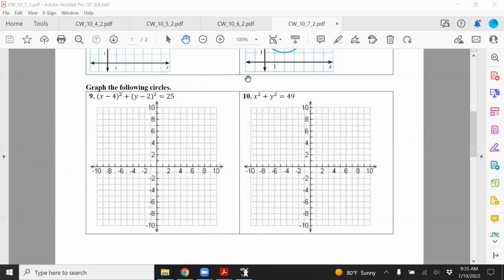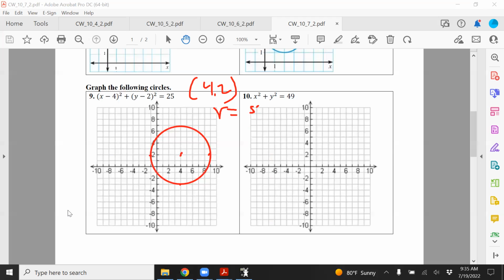The center is at (4, 2). The radius is 5. So you go 5 away from 4, and 5 away from 2, up and down. And then you can just, it's got to fit pretty nicely. You make a circle. So yeah, those are those problems.